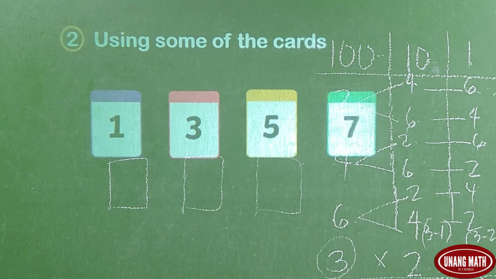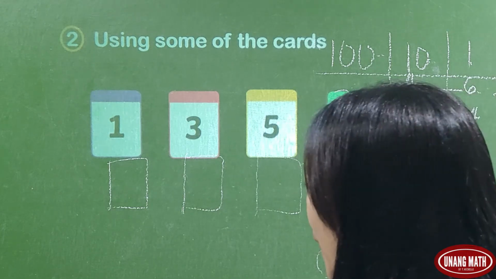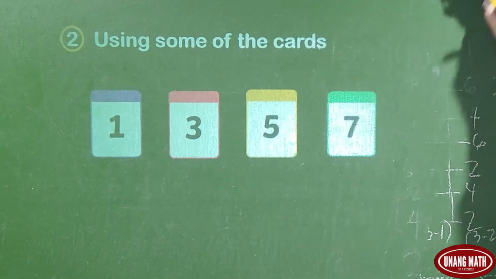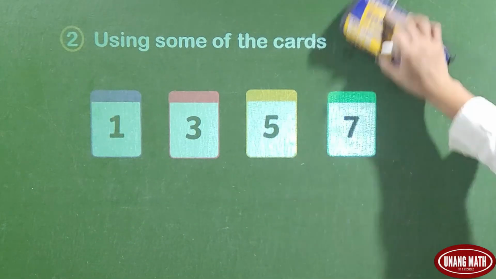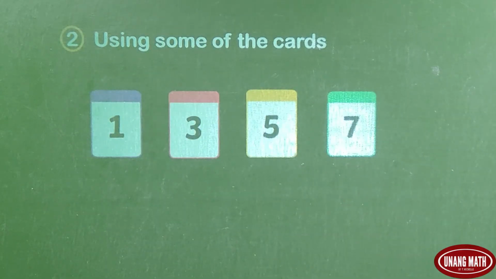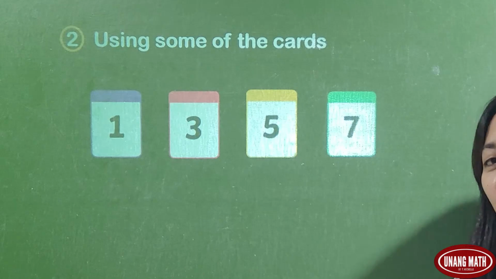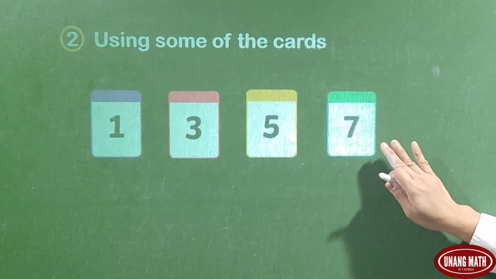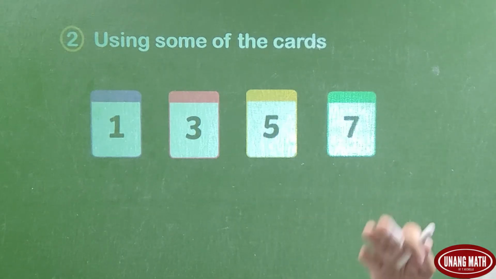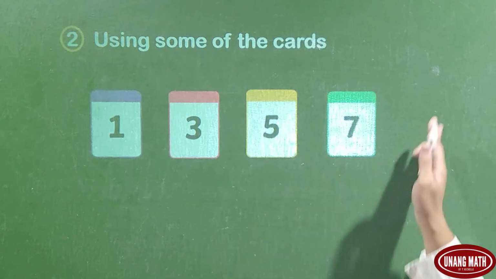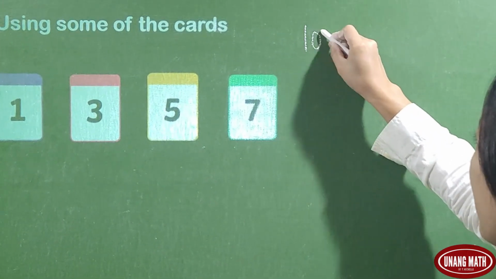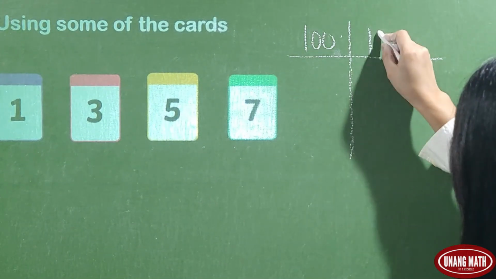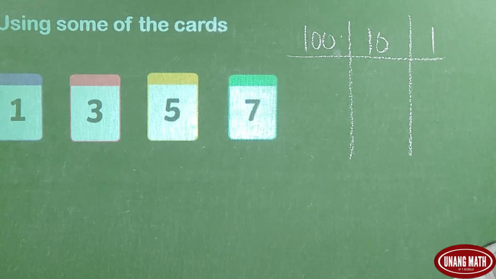This time, we are going to use some of the cards in finding all the possible outcomes. We have here numbers 1, 3, 5, and 7. We will use some of these cards to write all the possible outcomes. We are going to write a 3-digit number using some of these cards. So again, we have numbers in the hundreds place, tens place, and ones place.